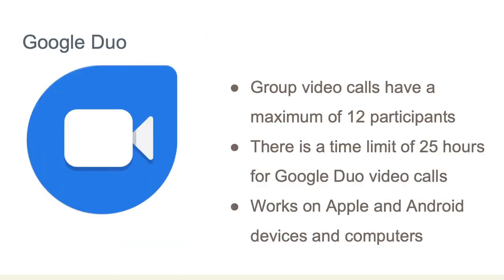So just to briefly go over all of them, for Google Duo, we can have a maximum of 12 people on this at once for video calling, and you'll be limited to about 25 minutes per video call. But it does work on both Android and Apple devices, so it is a pretty good option to use.